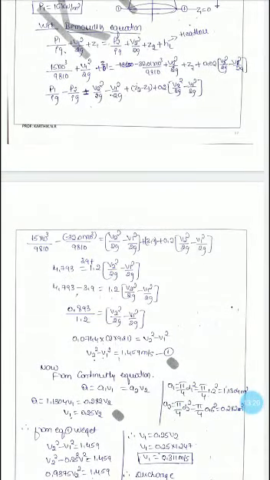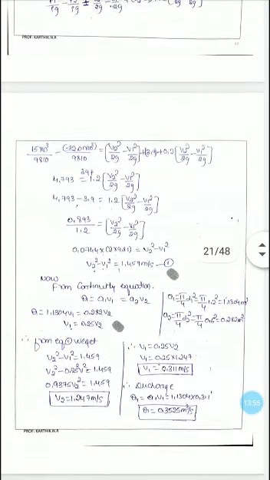Therefore, 4.793 is equal to Z1 minus Z2, which is 3.9, plus 1.2 into the velocity head, that is V2 square by 2g minus V1 square by 2g. Simplifying the above equation further, we get V2 square minus V1 square equal to 1.459 meter per second. We can call this equation 1.